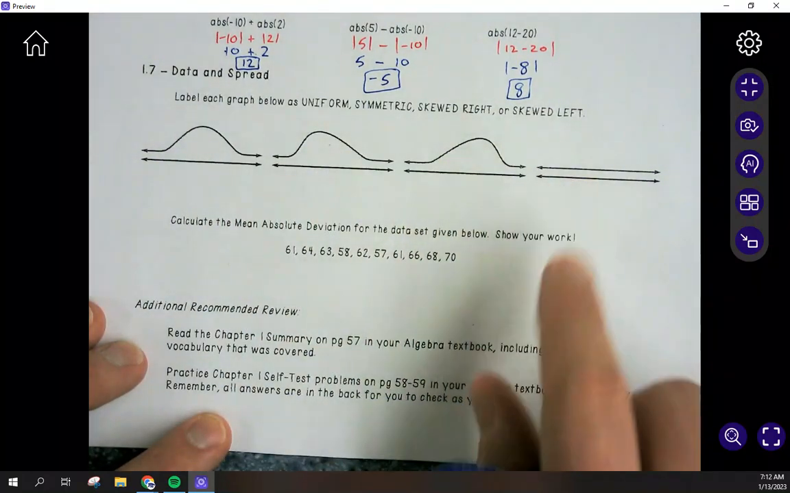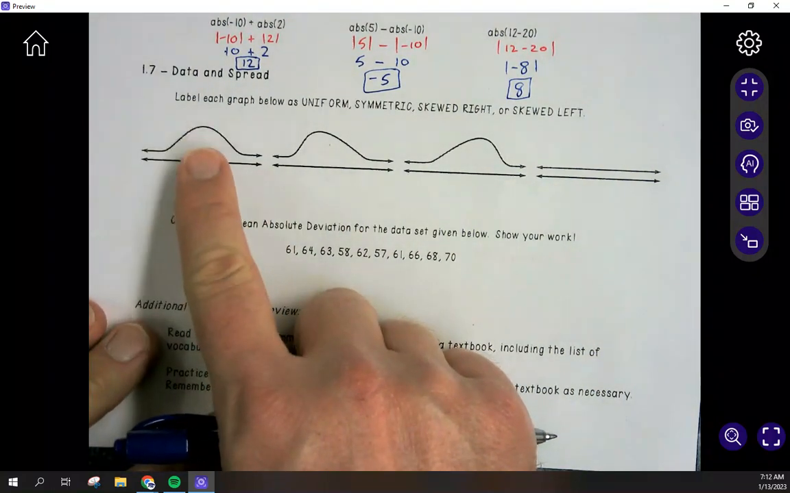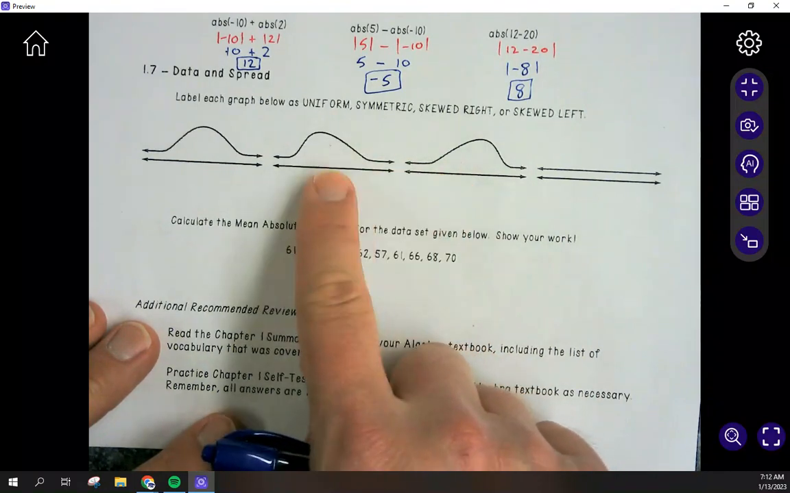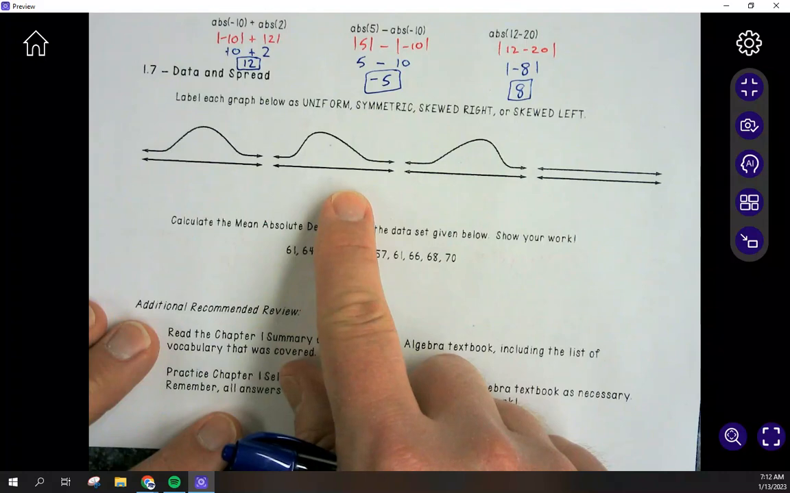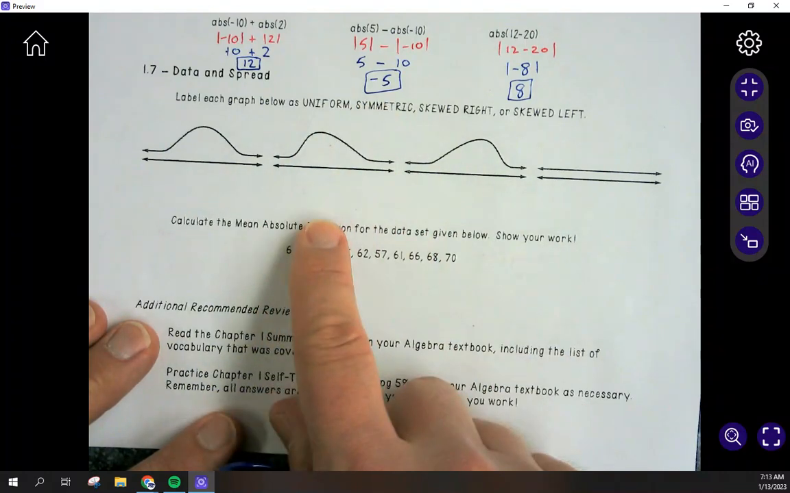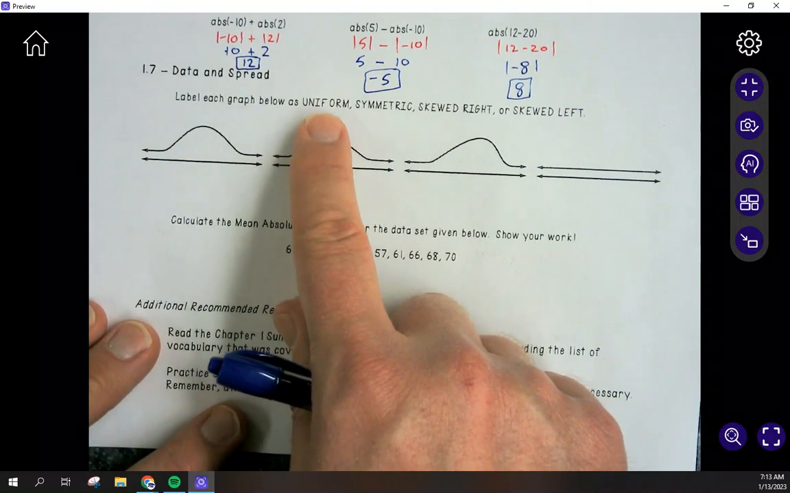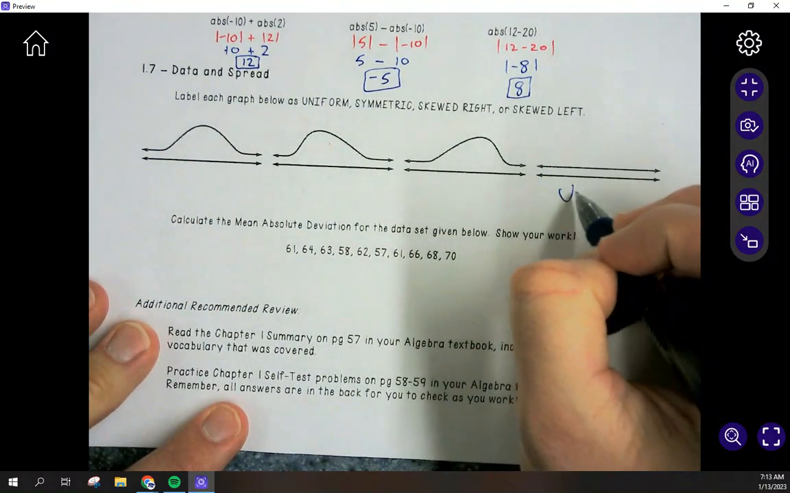First, let's make sure that we can label these. Uniform is unchanging. Everyone understands skewed right and skewed left. You might mix those up, which one's which, but you understand if it's kind of going one way or the other, that's skewed right or left. But then we have uniform and symmetric. So uniform means all the same. If everybody wears a uniform to school, it means all the same. This is changing. This is all the same. So this is uniform.